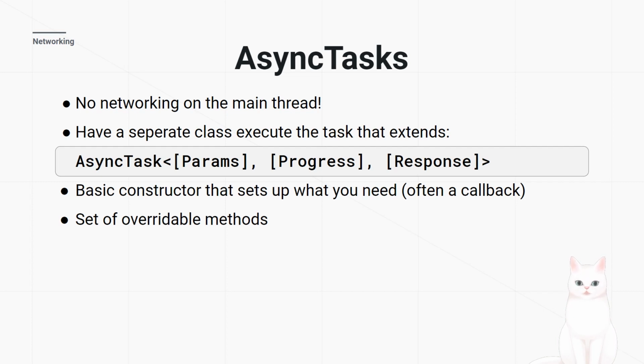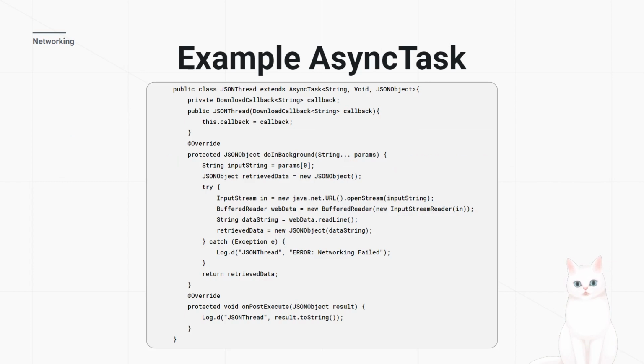To set up a basic constructor that sets up what you need, often you send it in a callback, so that you can receive the information after it's done completing a task. And then set up some overridable methods. So let's get into an example of one. Here is a class for going into a URL and grabbing a string of data from the website and then storing it, or returning it, really.